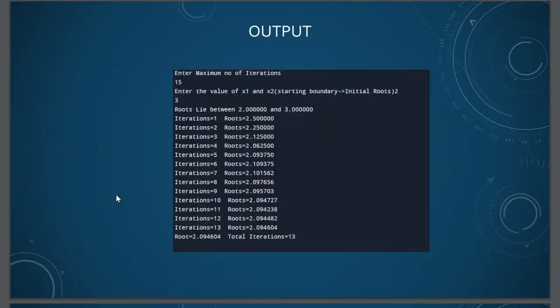And suppose we gave the maximum number of iterations as 15, and the initial boundary values x1 and x2 are 2 and 3. It means that the root lies between 2 and 3, right? All the values up to 15, all the intermediate roots, and also the final value is returned, that is 2.094604, and the total number of iterations is 13. Why 13? Because we got the answer at the 13th iteration itself, so there is no need to go up to 15 times.